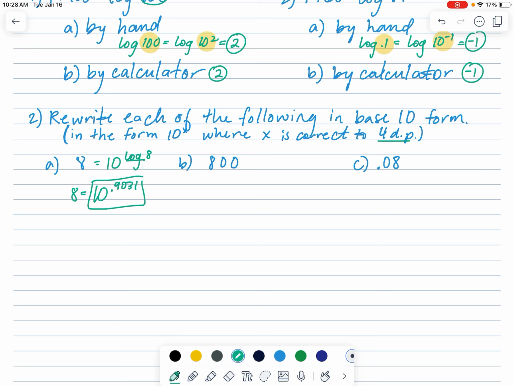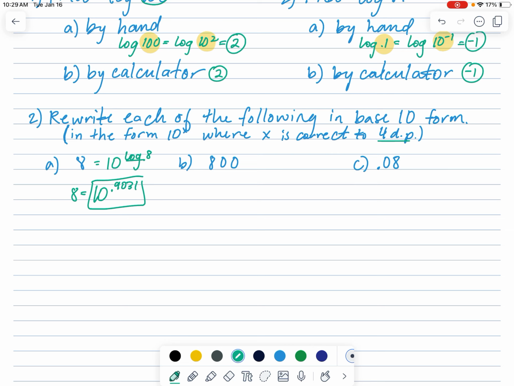And you can check this. If you type in 10 to the 0.9031, now we rounded, so it's not going to be exact, but we're going to get close to 8. When you hit enter, you'll see that happens.